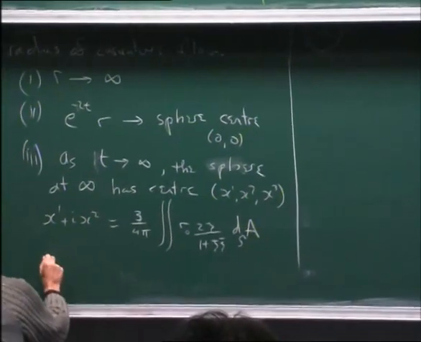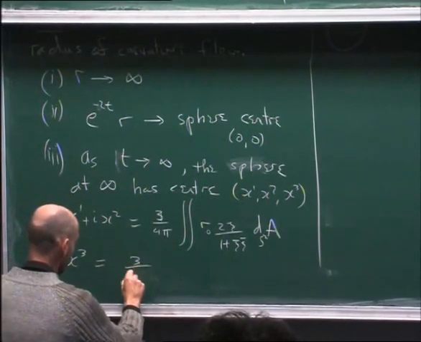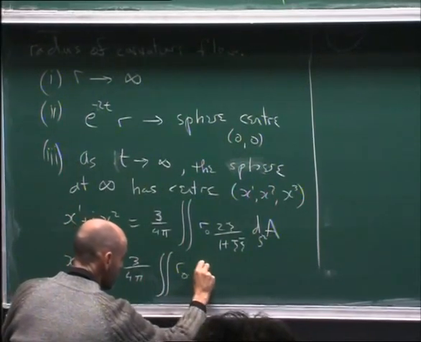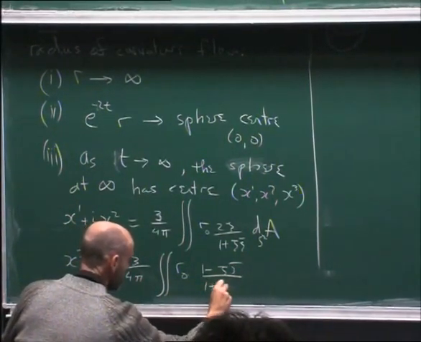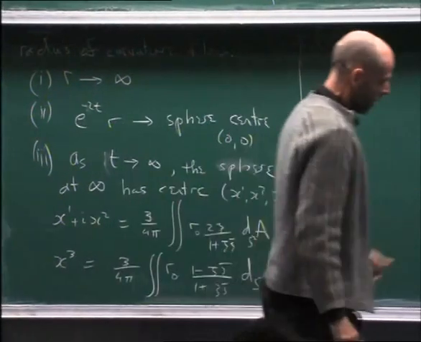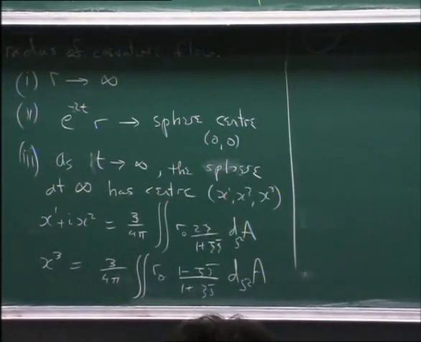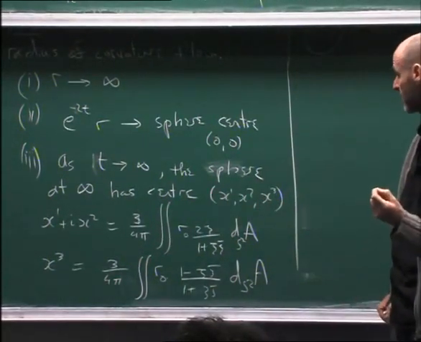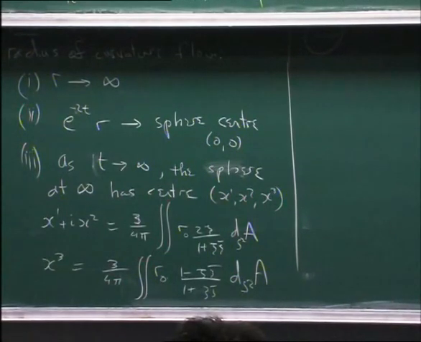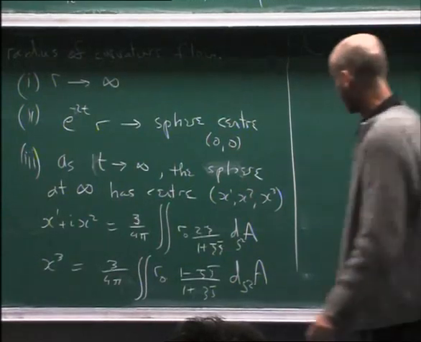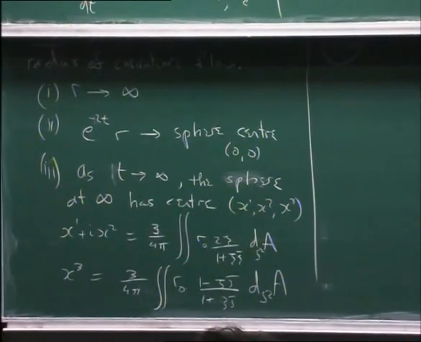And x3 is 3 over 4 pi times the double integral over the sphere of your initial support function times (1 minus xi xi bar) over (1 plus xi xi bar) dS2. Okay, so what that's saying is you take your initial surface, you've got its support function, you integrate it up like this, and you get a point, and this point is actually inside that initial surface. And as the sphere goes out to infinity, it eventually converges to the sphere with center at that point. Okay, so this is the extra claim, if you like.